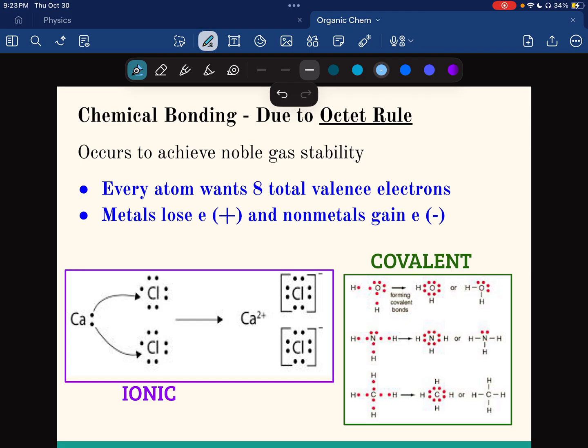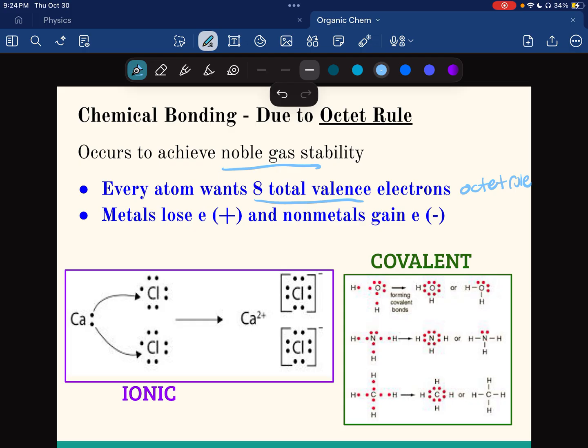We just talked about the octet rule, just because it wants to be like the noble gases and really stable. We talked about this. This is the octet rule. I don't have room to write, but that's okay. Metals are going to lose the electrons, so they're going to donate them, and then nonmetals will gain them. And then this is ionic versus covalent bonding.